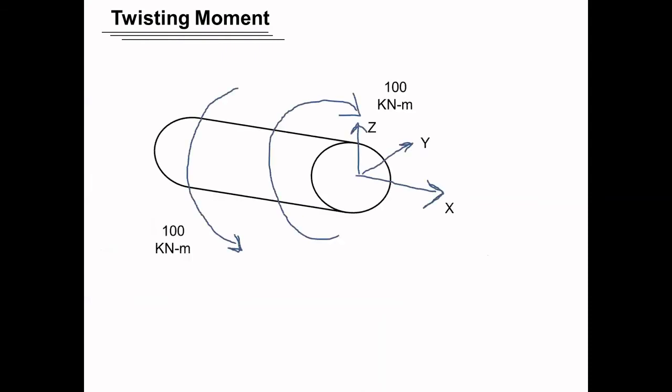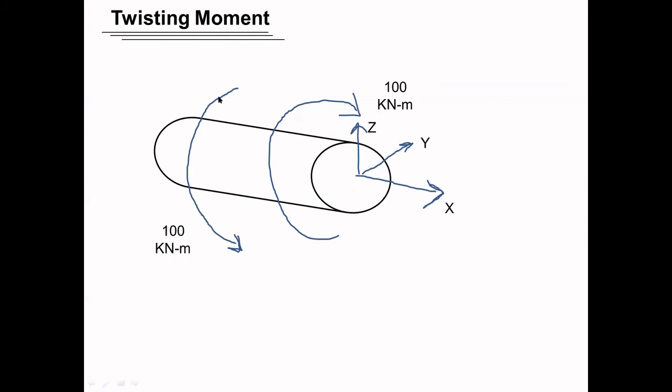Now let us discuss another kind of action, and that is twisting moment. You can have a look at this shaft. This is again a skeletal member. Its cross section lies in the YZ plane, and you can see both these bending moments, 100 kilonewton meter and this 100 kilonewton meter, they are opposite in sense, but they lie in the YZ plane.